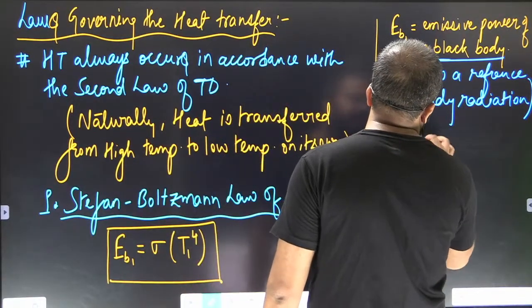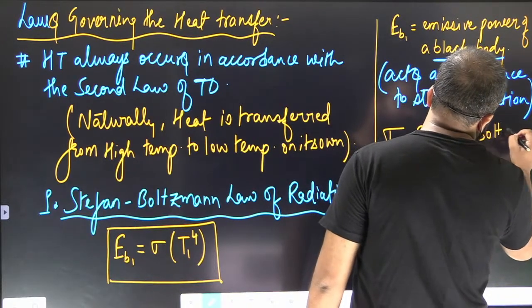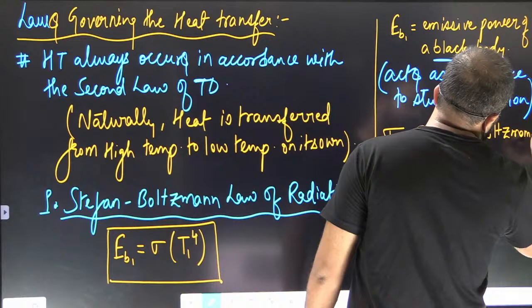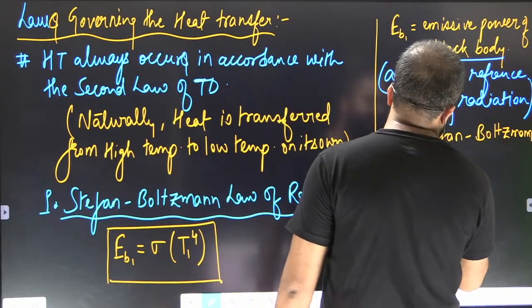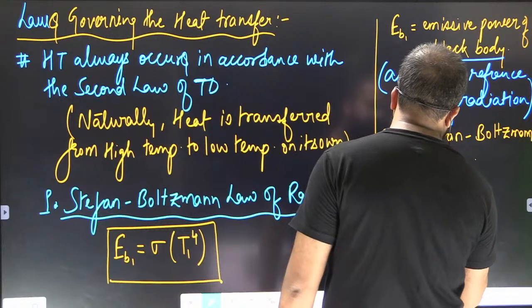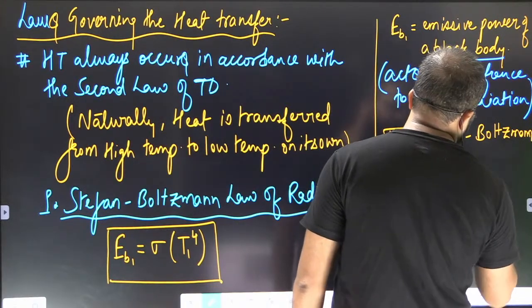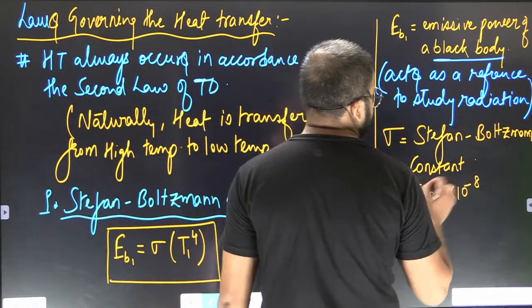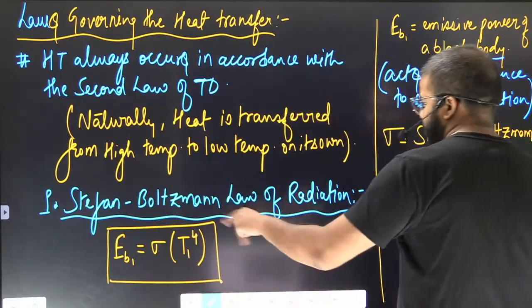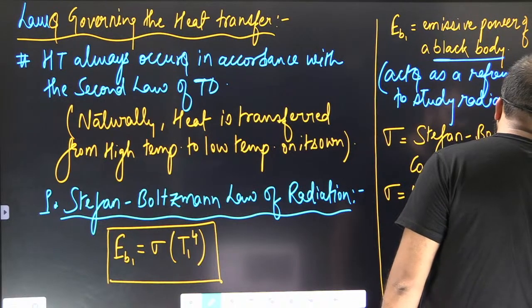What is sigma? That is the Stefan-Boltzmann constant. Its value is very interesting: 5.67 × 10^-8. Remember it as 5, 6, 7, 8. Now, this is in watt per meter square Kelvin to the power 4.